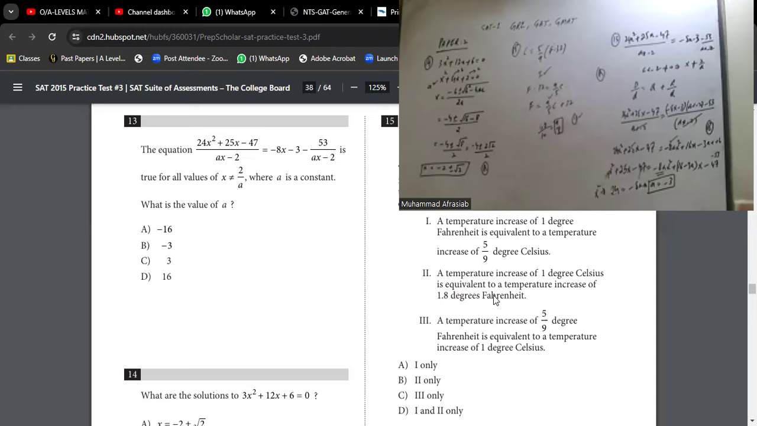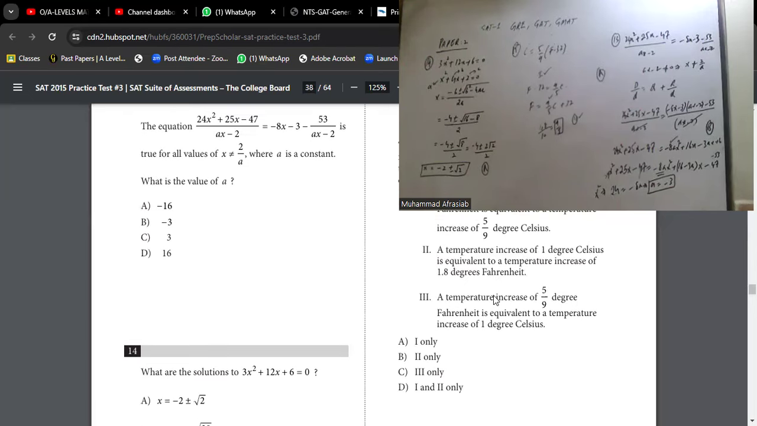And the third part: a temperature increase of 5/9 degrees Fahrenheit is equivalent to a temperature increase of 1 degree Celsius. But this is not correct, because it should be equal to 9/5 degrees for that. So 1 is true and 2 is true there.